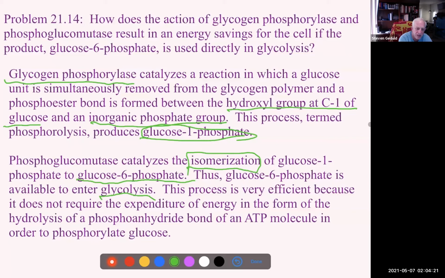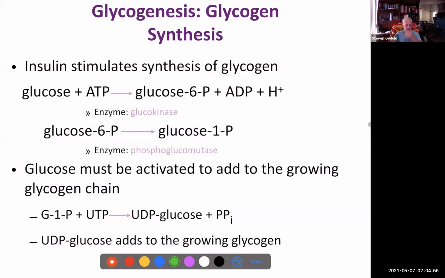It's very efficient because it does not require the expenditure of energy. You don't have to use those 2 ATP molecules in the beginning to get it started. You've already done it when you broke the bond from glycogen. Okay, so you don't have to do the first 2 steps that use up ATP. Okay, so it's more efficient that way. Okay, it does not require the expenditure of energy in the form of a hydrolysis of a phosphoanhydride bond of ATP in order to phosphorylate the glucose, because it's already phosphorylated. You did that when you broke it apart from the glycogen molecule.